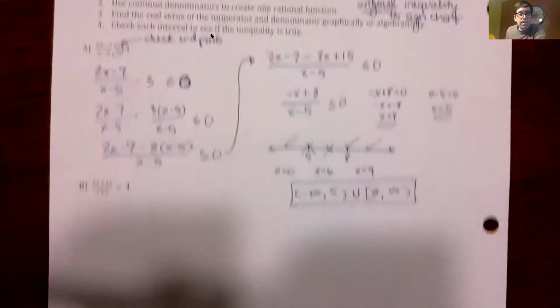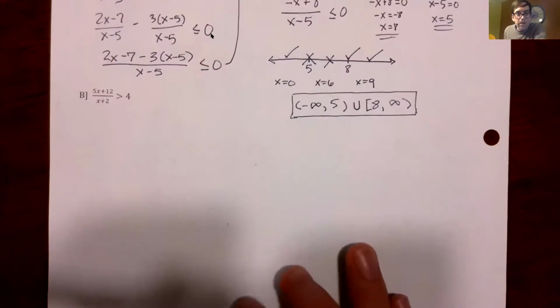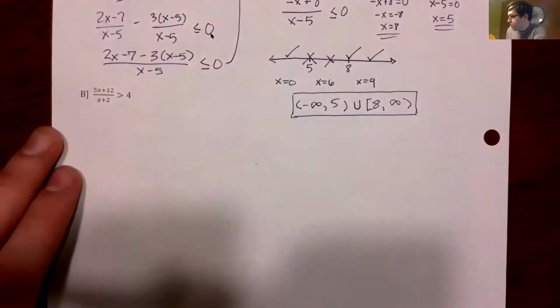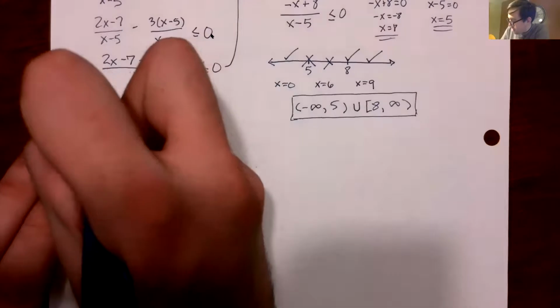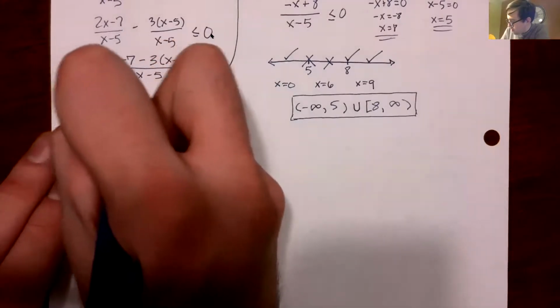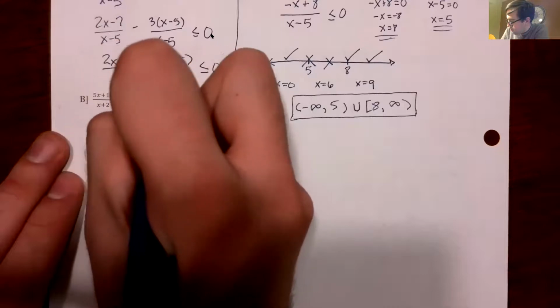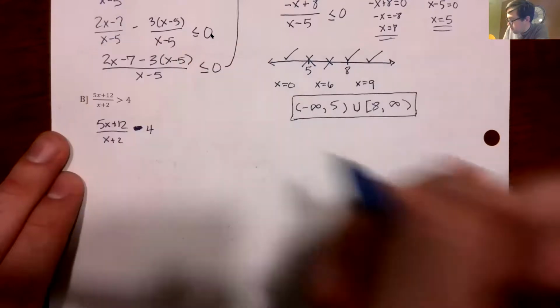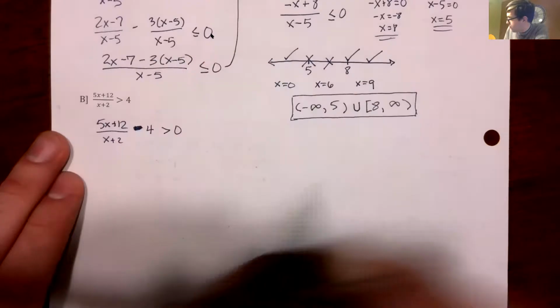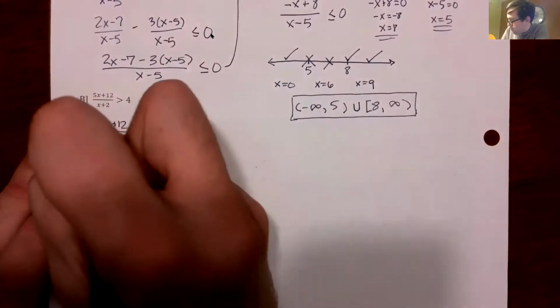There you go. All right, last one, letter B. Let's try those steps again. So the first thing we're going to do is subtract 4 to the other side. That should be a minus. Minus 4 is greater than 0. I'm going to make a common denominator.